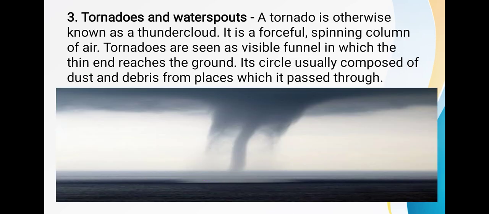Okay, number 3, tornadoes and water spouts. A tornado is otherwise known as a thundercloud. It is a forceful spinning column of air. Tornadoes are seen as a visible funnel in which the thin end reaches the ground. Its circle is usually composed of dust and debris from places it has passed through. But remember, tornadoes can also happen within the ocean, and it will, of course, carry water. And if it happens on land, it will carry sand particles.